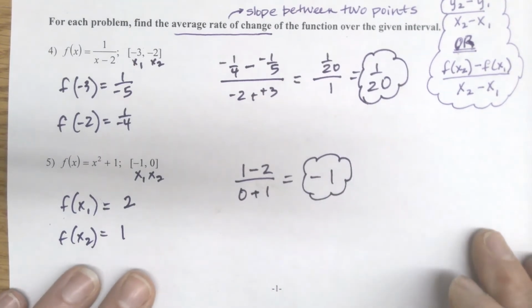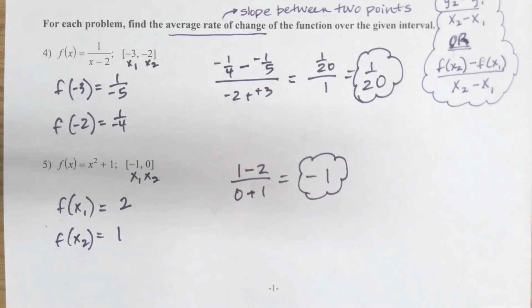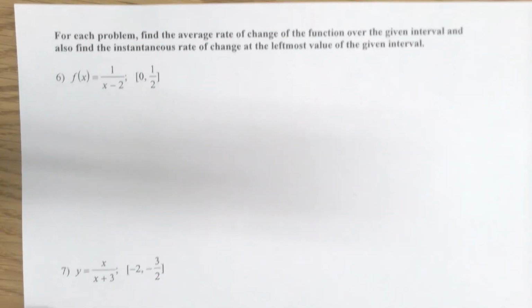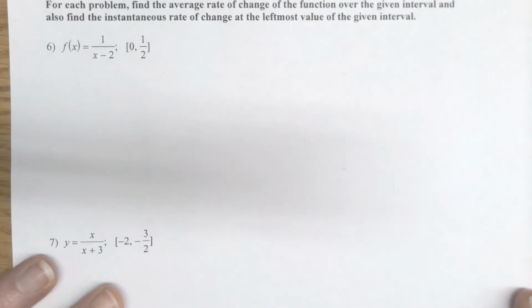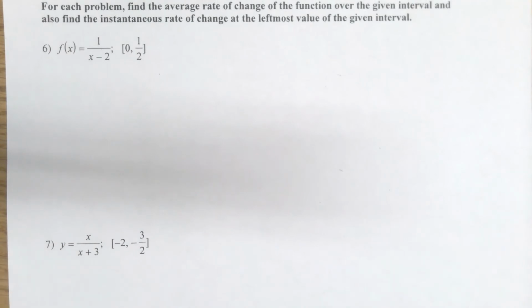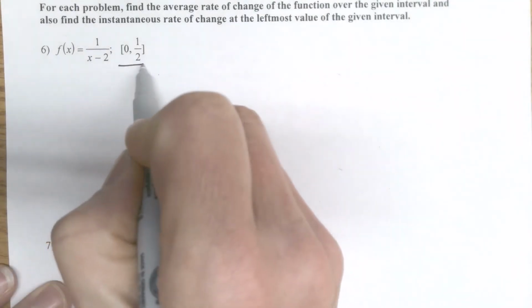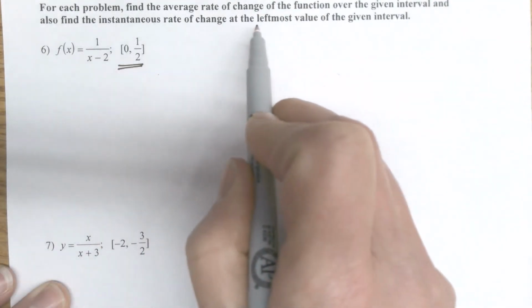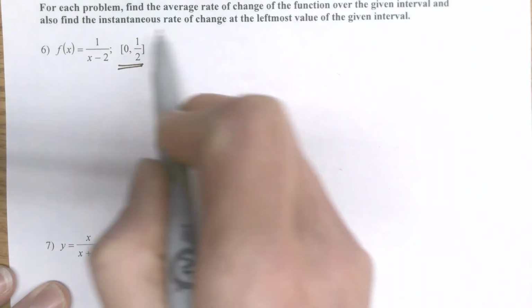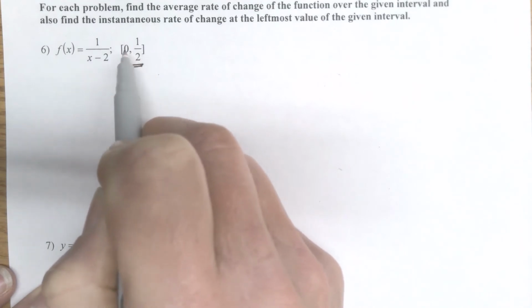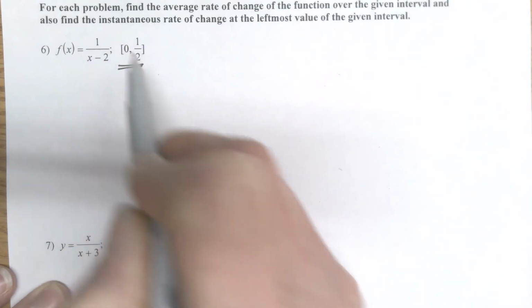So the second half of this is finding both. The next few problems are finding both and comparing them. So when you flip over to the next page, I'm going to do the first one with you, and then I'll let you try the other two, and then again pause the video and see how you did. But I need to find the average rate of change of the function over the given interval, and then the instantaneous rate of change at the leftmost value. The leftmost value will be my first value written. So this gives me my interval from 0 to 1/2, and so the leftmost value is 0.